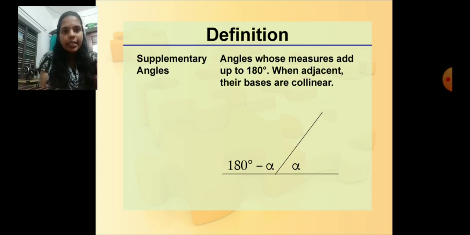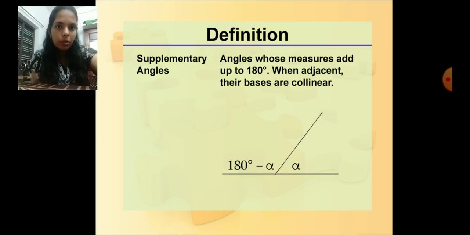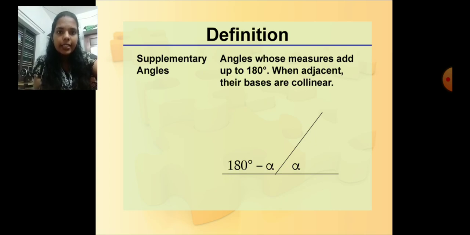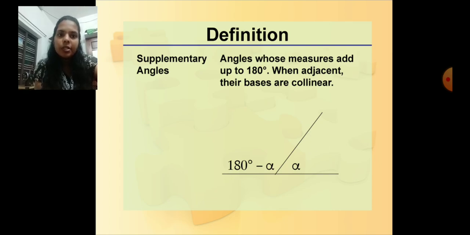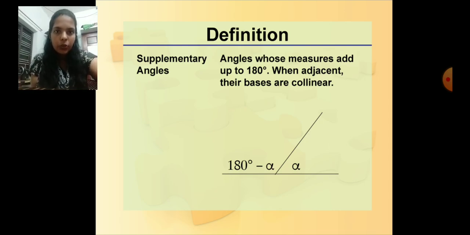Then supplementary angles are the same as complementary angles, but we need to get 180 degrees. Angles whose measures add up to 180 degrees, when adjacent their bases are collinear. While adding two angles, we need to get 180 degrees and it is called supplementary angle.